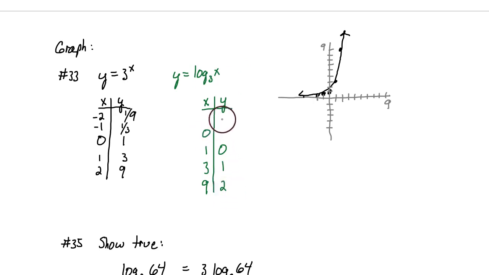If we tried to use 0, 3 to what power makes 0? That's undefined. Similarly, if we try anything negative and we ask 3 to what power makes a negative number, that's undefined as well. Logarithms have the y-axis as an asymptote line, so they're not going to have any dots that have an x of 0 or an x of -1. Let's graph our dots. Here's 1, 0. Here is 3, 1. And here is 9, 2. So start along the y-axis and then bend it through those dots.